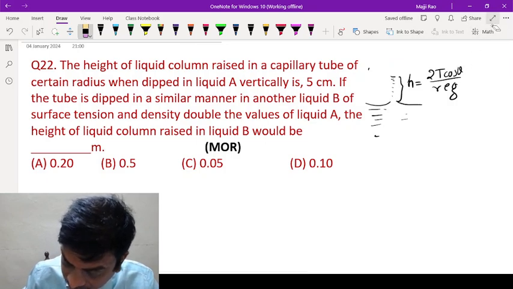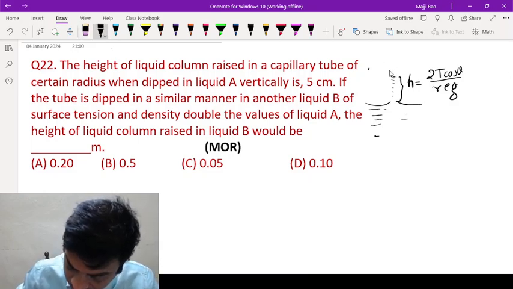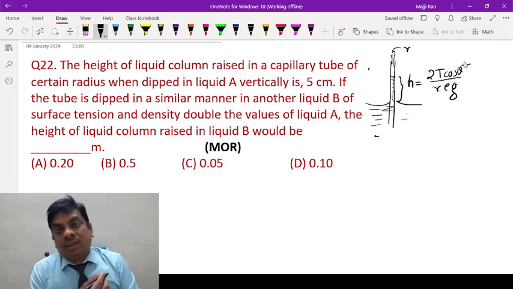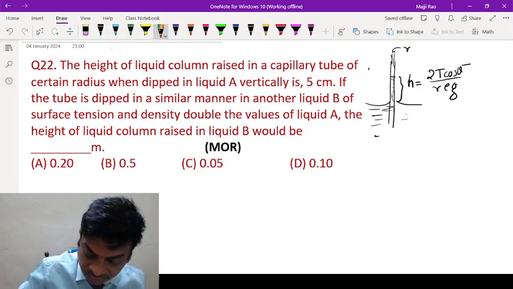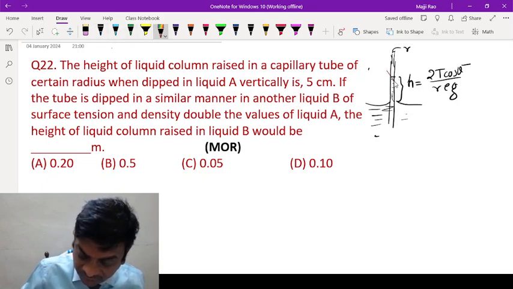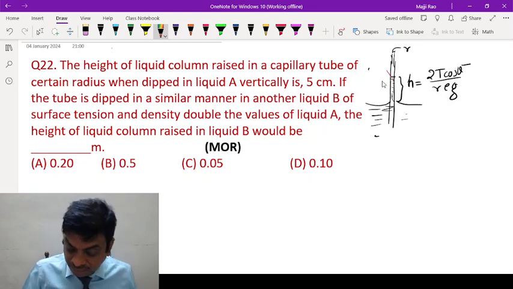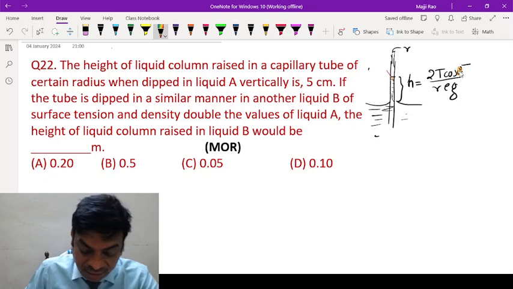Once again I have to draw. Okay, this radius r. Rho is the density of liquid, and theta is the angle of contact. Angle of contact is the angle made by the meniscus with the surface of the vessel inside it. Usually it is acute angle. In the case when liquid rises, it is an acute angle.